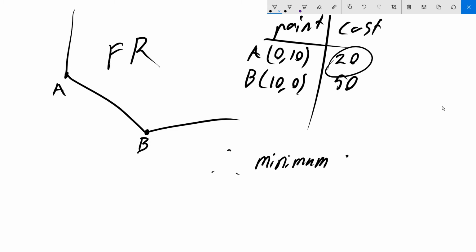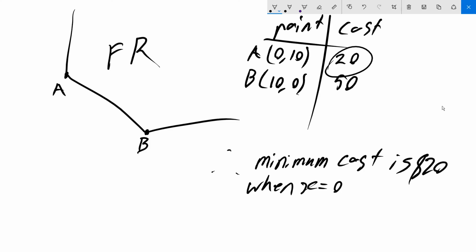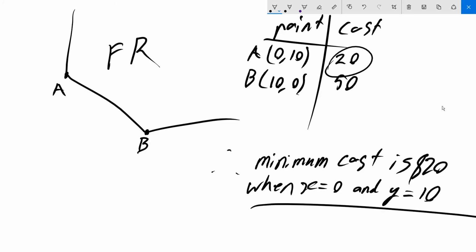Minimum cost is $20 when X equals 0 and Y equals 10. And that's it, we've solved it.